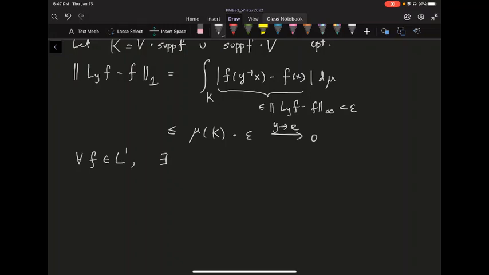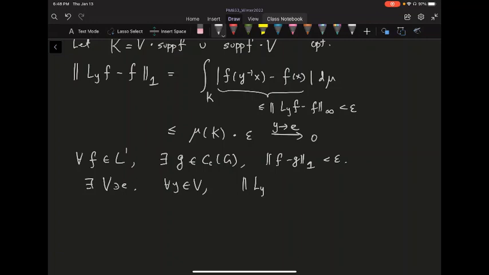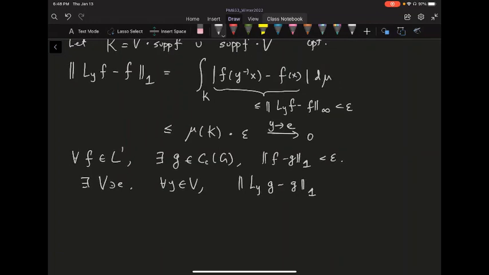do is you approximate it by a compactly supported function, let's say g, where f and g, their one norm is going to be less than epsilon, okay? So now, because g is now compactly supported, there exists a compact neighborhood V of the identity, so that for every y inside your V, then the left translation by this y of g is close enough to g in the one norm, okay? So this is less than epsilon.